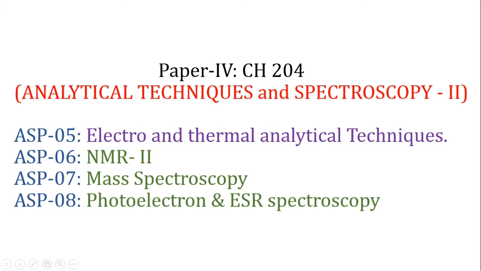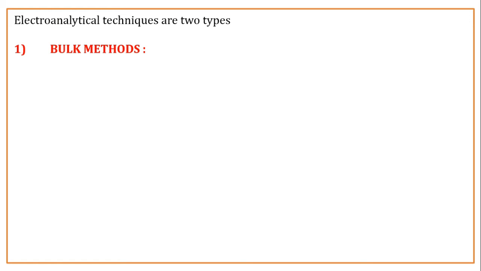So today I am going to start chapter number 1 of this paper, electroanalytical techniques. What are electroanalytical techniques and how are they used? We are going to discuss that in this chapter. So friends, electroanalytical techniques are of two types. The first method is the bulk method.